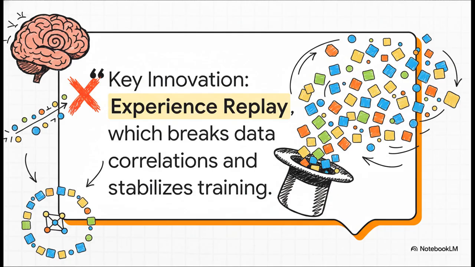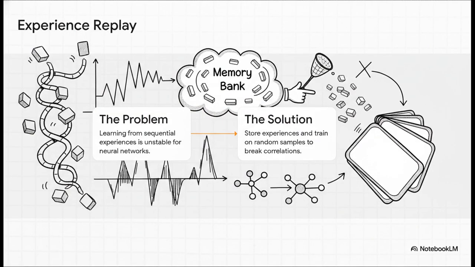See, the problem is, if a neural network learns from its experiences one after the other, it gets really unstable. It becomes obsessed with the last thing it saw. Experience replay fixes this with a really neat memory hack. Here's how it works. As the agent is playing the game, it saves every single experience, the state it was in, the action it took, the reward it got, into this giant memory bank.